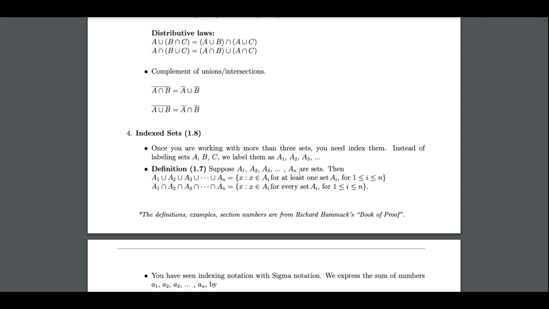Suppose we have these n sets, A1, A2, A3, up to An. Then the union of all of them, we represent with x in every set. It's the union of all elements in these n sets. How do we write it?